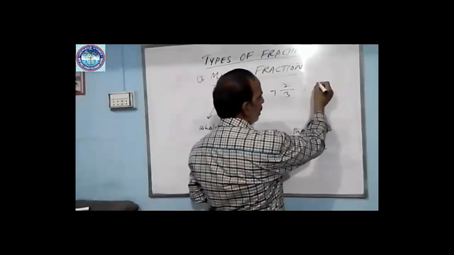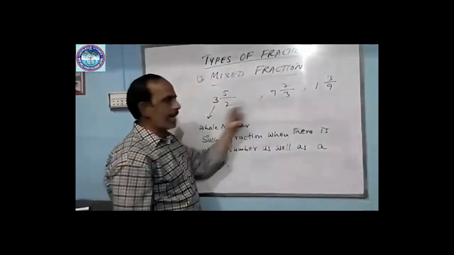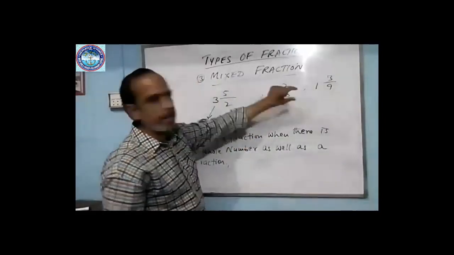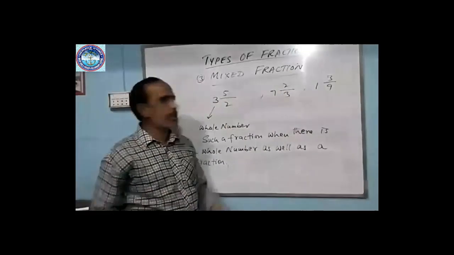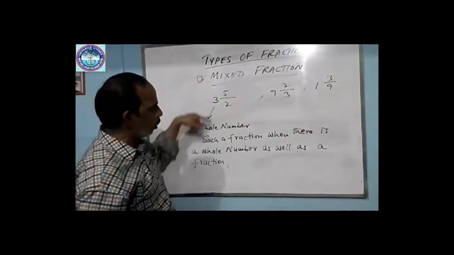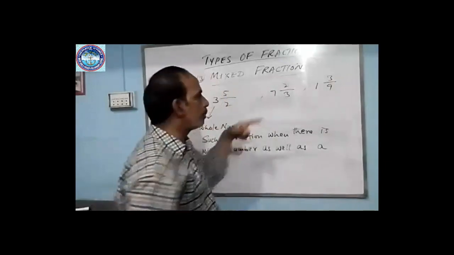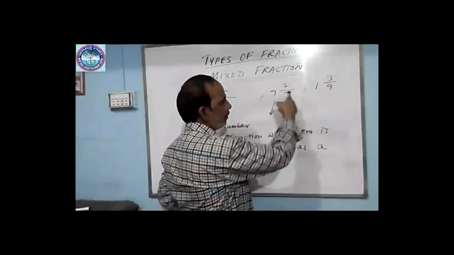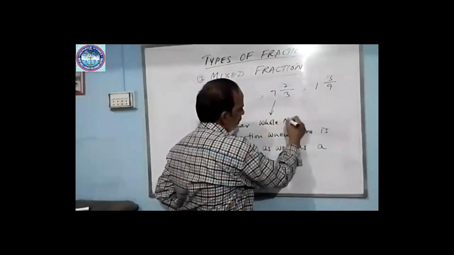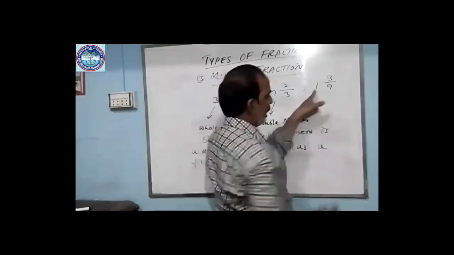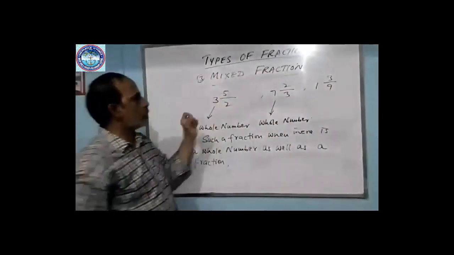Let's take another example, that is 1 whole 3 upon 9. It's also a mixed fraction. So we can take many examples like that. This is the form of the mixed fraction. In the mixed fraction we see a whole number and a fraction also. Just as we are seeing here, what is the whole number? 3, and the fraction is 5 upon 2. And in this mixed fraction, the whole number is 7 and the fraction is 2 upon 3. And here in this mixed fraction, 1 is a whole number and the fraction is 3 upon 9. So such a form of a fraction is called a mixed fraction.